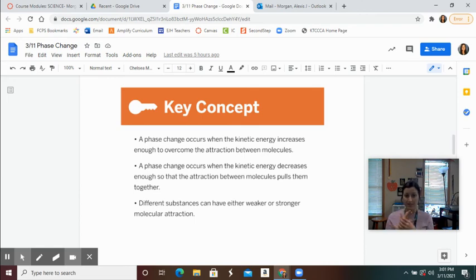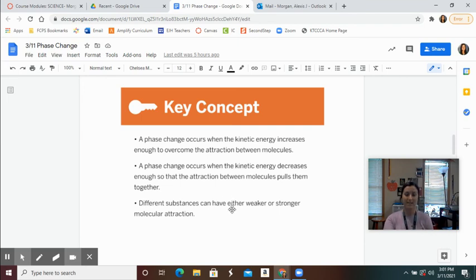And then the opposite, a phase change also can occur when the energy decreases enough for the attraction to pull the particles together. If they're bouncing all over the place, it's got to have enough energy taken out so that they can all go together. And then we know that different substances can either have a weaker or stronger attraction, but it always stays the same. Even if my marbles that have the high attraction go from solid to liquid to gas, they still have a high attraction. It's just taking different amounts of energy to get them to go to these different phases.